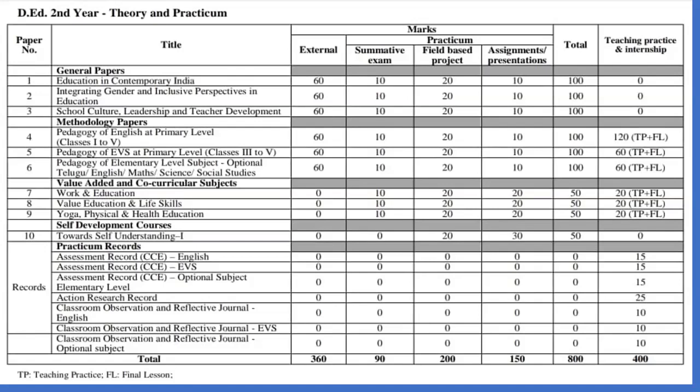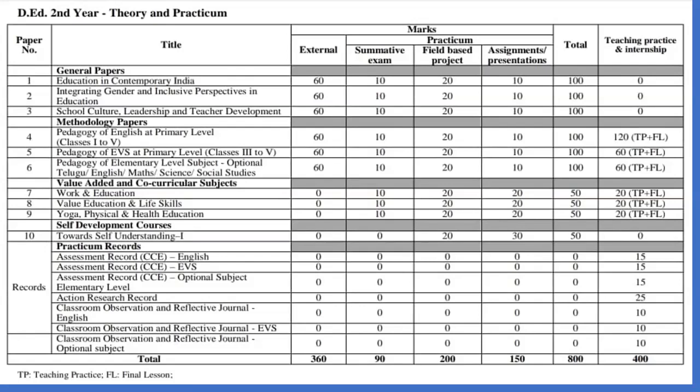You observe the mode of evaluating these things. Internal evaluation will be there, that is for 60 marks. Then there will be 2 summative examinations, and they will be calculated for 10 marks, and there will be 3 field-based projects, and you have to submit 3 assignments, and you should also present those assignments to your peer group with the guidance of your faculty members, and by that there will be 100 marks.